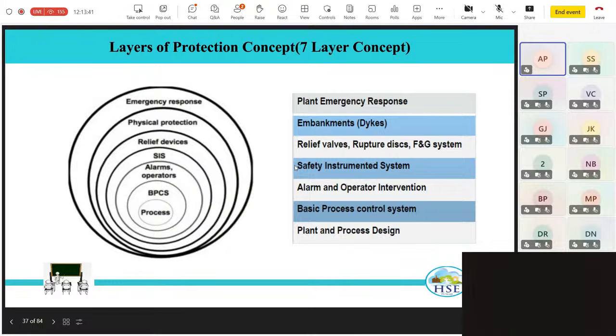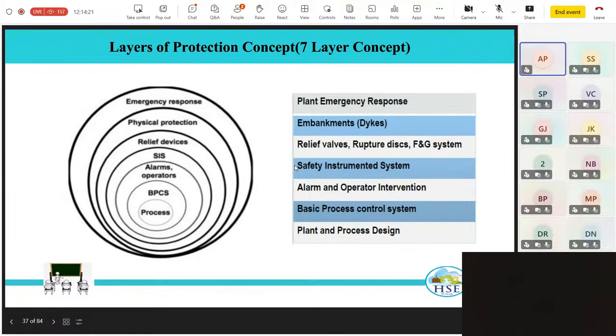What will it do? It will just shut down the plant. It will not allow the deviation to proceed further. It will shut down the plant and ensure that you are not encountering a dangerous situation. So it does not regulate like the basic process control system. It just shuts down. It has only two positions. Either it allows the plant to operate within the given process pressure range or temperature range, or it shuts down the moment it crosses that high limit.